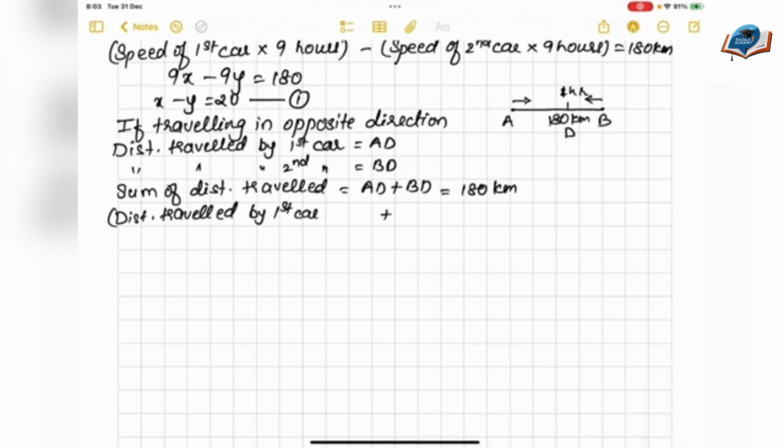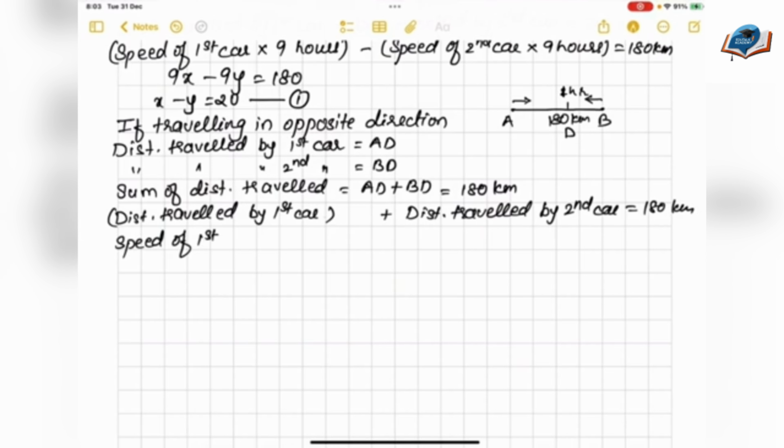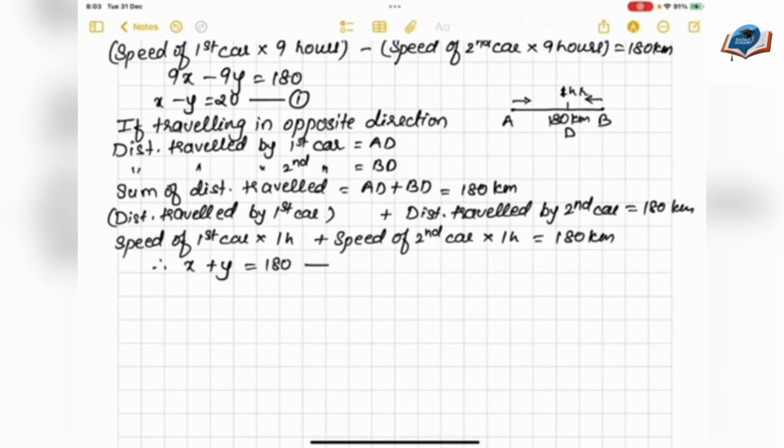The distance traveled by first car plus distance traveled by second car will be 180 kilometer. So speed of first car into 1 hour plus speed of second car into 1 hour equal to 180 kilometer. So therefore I can say x plus y equal to 180.